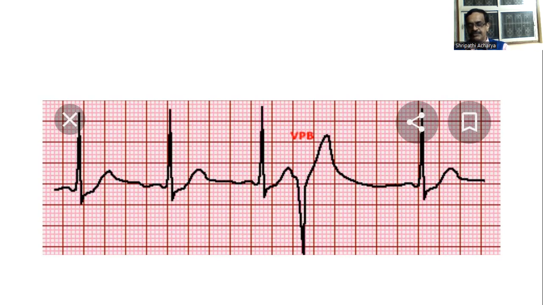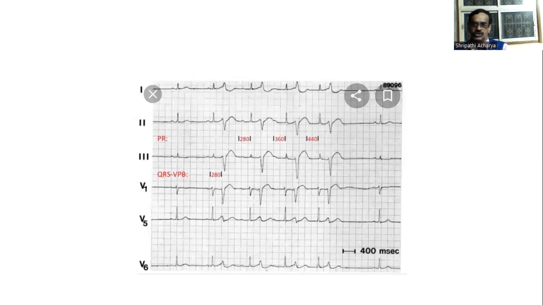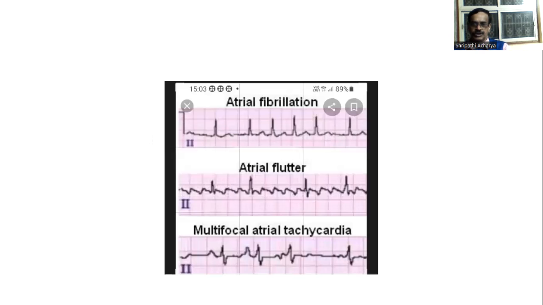The beat which has occurred earlier than the normal beat, and it is followed by a complete compensatory pause, is also a ventricular premature beat. Then multifocal ventricular premature beats. See how it looks.